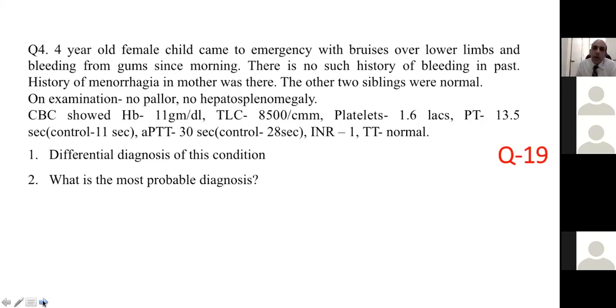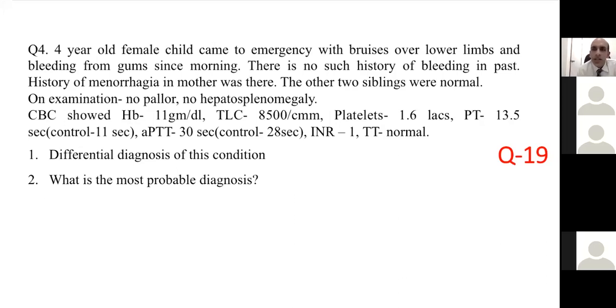Normal hemoglobin, normal TLC, normal platelet count, PT normal, APTT normal, TT normal. What is the differential diagnosis? So when you have a bleeding child and everything is normal, what are the possibilities? So you're right, VWD is the first possibility. The other possibilities are platelet aggregation defects.